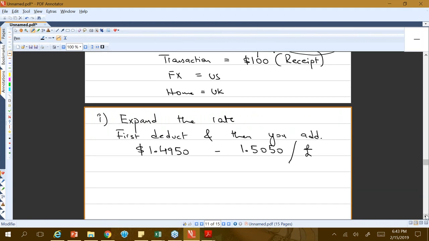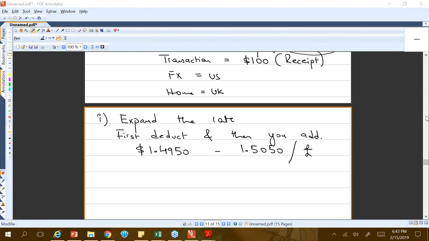Now, if you have a receipt coming in of $100 for you as a company, which rate would you use to convert this? Remember, these are the rates given by the bank. So which rate are we going to use to convert this receipt into our home currency, which is the pound? Would we use the 1.4950 or the 1.5050?